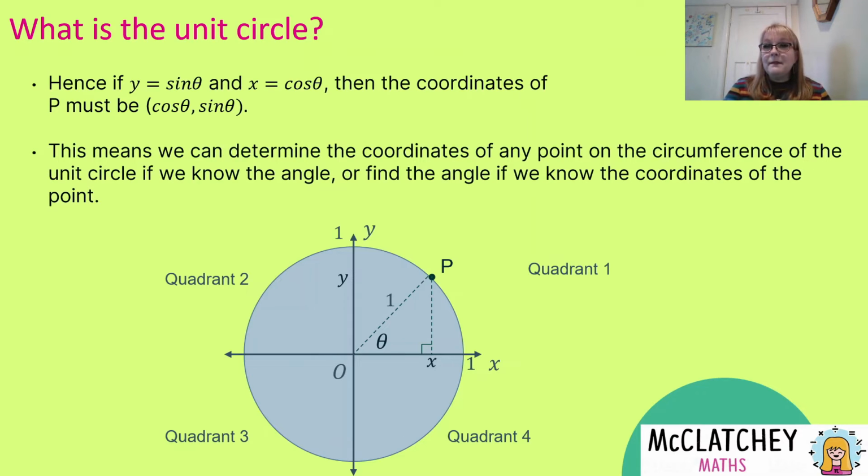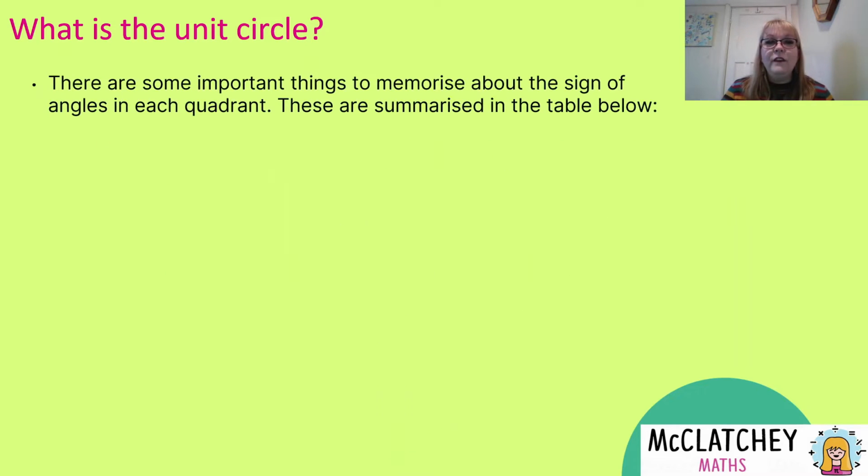Now this means because we've got coordinates of the point P, we can actually work out the coordinates of any point on the circumference of the unit circle if we know the angle, or vice versa. So that's a little bit of future work there. But today we're more interested in just the value of the angle of that particular one.